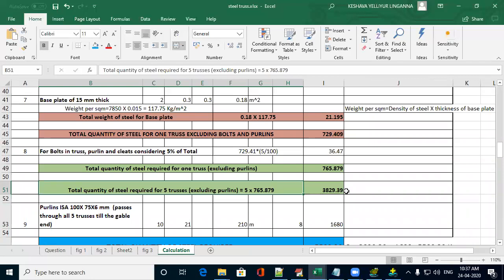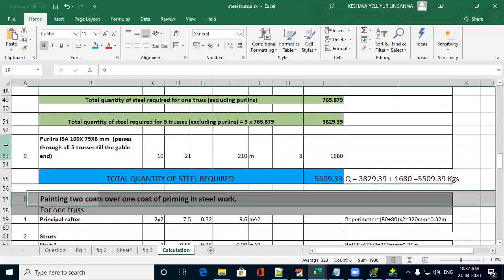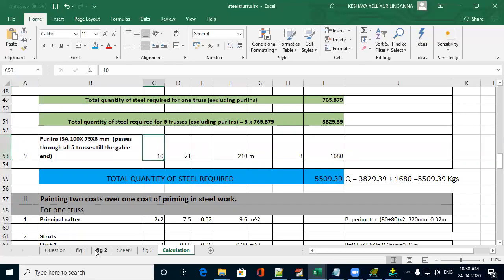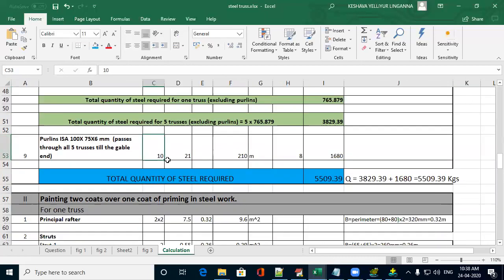After doing calculations like this up to all the 5 trusses, at the end you have to do the calculation for the purlin. Purlin is of this ISA 100 by 75 by 6. This passes through all the 5 trusses till the gable end, from one end of the gable end to the other end. We have 10 purlins in each truss. See, 1, 2, 3, 4, 5 on one side. On the other side, it will be another 5. So it will be 10 purlins in one truss, and its length is 21.